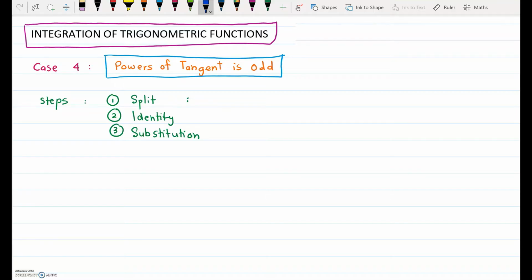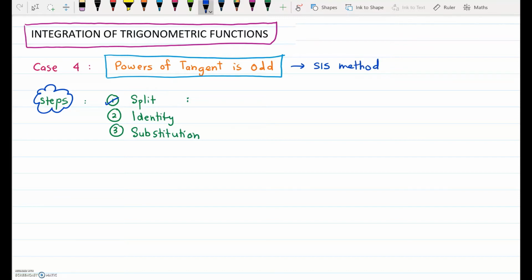Assalamualaikum everyone. In this video we will proceed with the integration of trigonometric functions, and we have here case 4, where the power of tangent is odd. Here are the steps that we will use. The first step is we will split, the second step we will use identity, and the third step we will use substitution, meaning we will solve by using u-substitution.